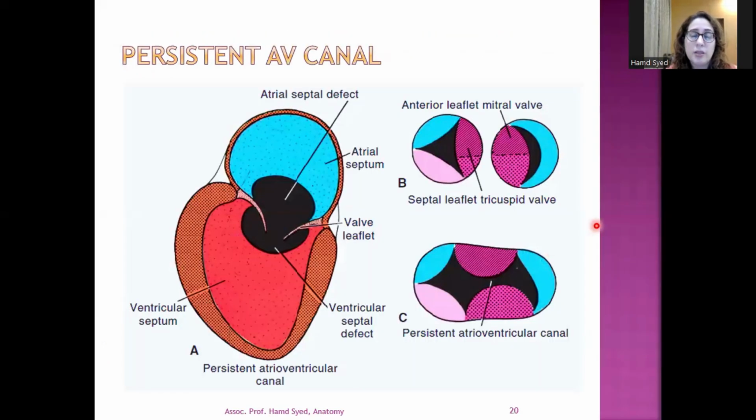There might be some abnormality with the formation of or the subdivision of the common AV canal into right and left AV canals. Then in that case, the condition would be persistent AV canal. So here you can see in which case the septum has not properly appeared. Then you can see there is still a common passageway, that is the defect over here, which is the large defect, and there is an ASD as well as a VSD, and so this is the persistent AV canal.